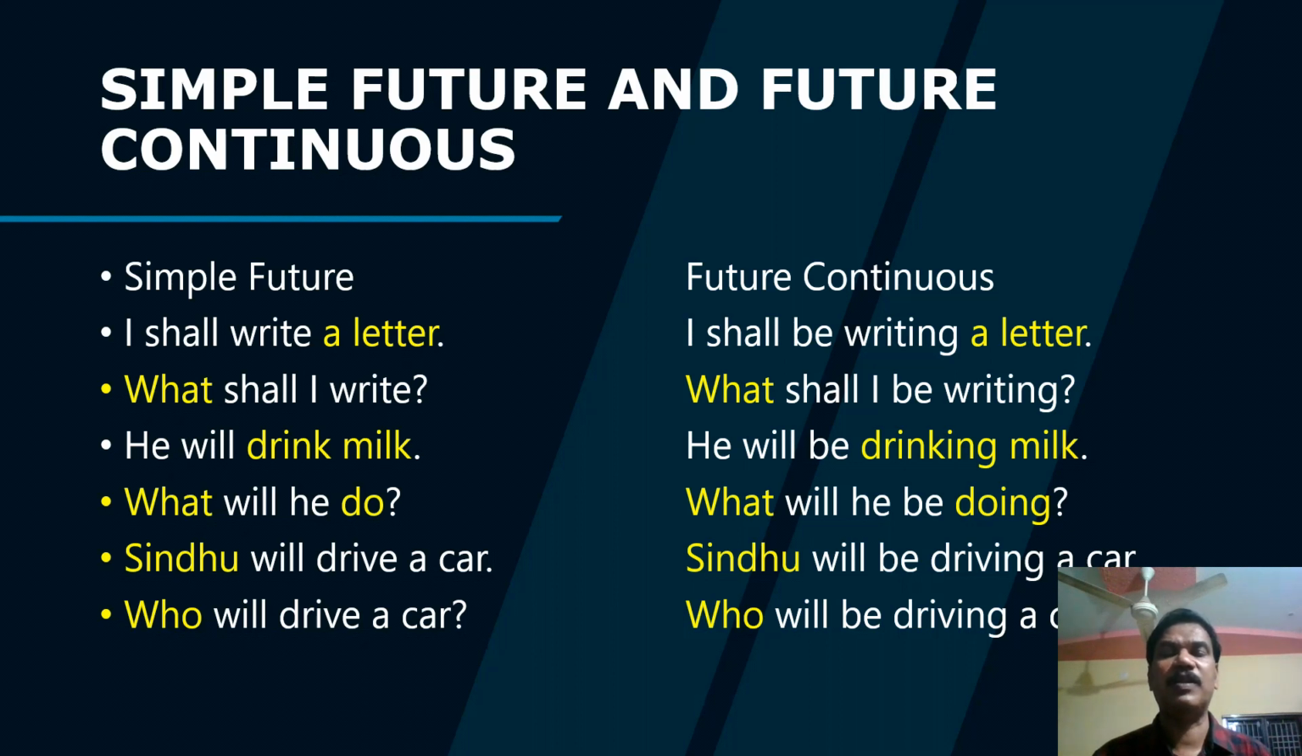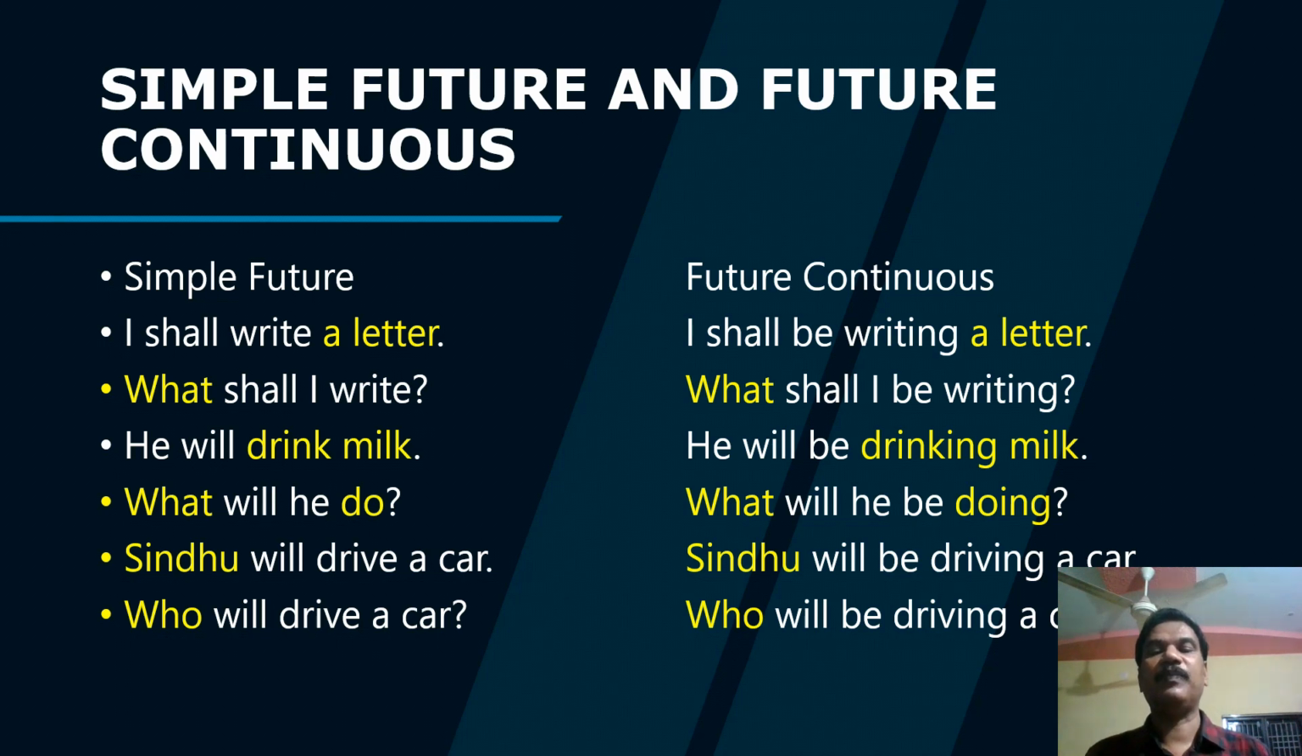I shall becomes shall I. Same rule in all tenses. What shall I write? He will drink milk. What will he do? Sindhu will drive a car. Who will drive a car? Observe carefully the colors. I shall be writing a letter. Same rule. If there are many words, don't worry about it. But the first two words decide statement and question. So, I shall, shall I.